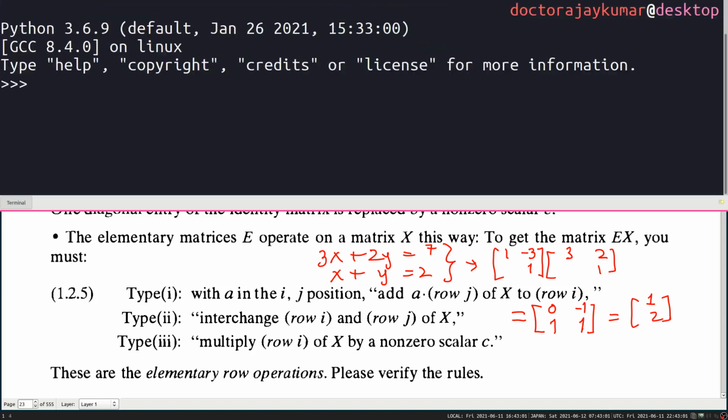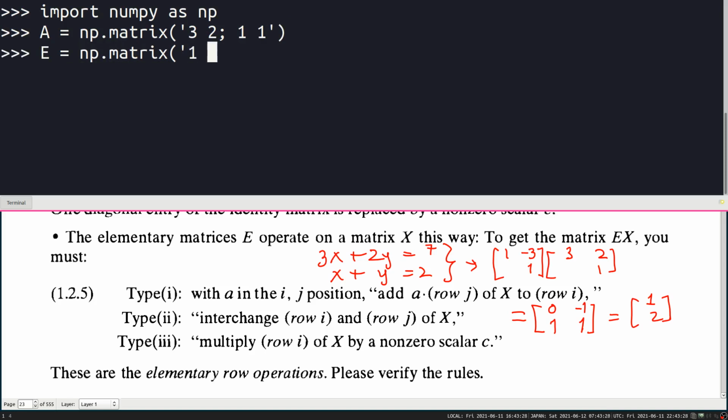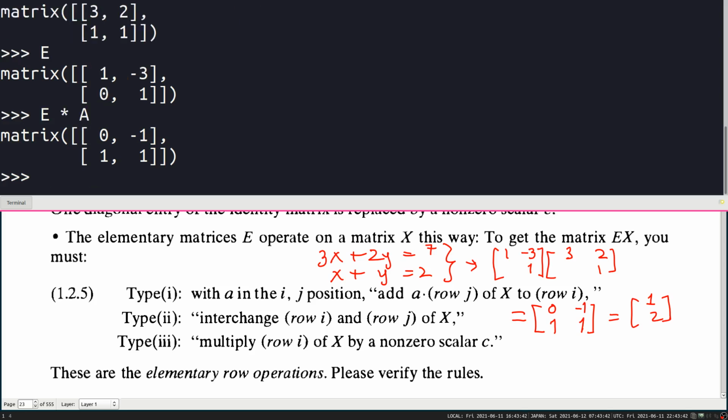Let me try to zoom this in. Okay, let's call this first matrix A, equal to [[3, 2], [1, 1]]. E is equal to np.matrix [[1, -3], [0, 1]]. And then let's just check A. That's correct. E looks correct. Let's try E times A. Yay, I did it correctly.